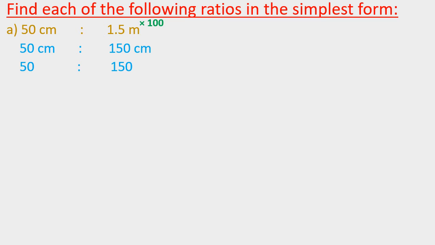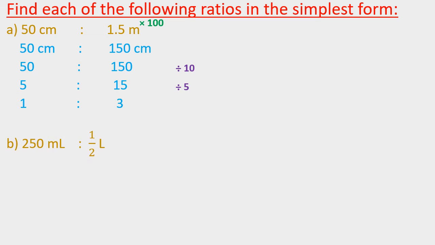We must simplify the two numbers. We can divide them by 10. 50 divided by 10 equals 5 and 150 divided by 10 equals 15. 5 to 15 is not the simplest form. We can divide them by 5. 5 divided by 5 equals 1 and 15 divided by 5 equals 3. Then we have the ratio 1 to 3 and it is in its simplest form.